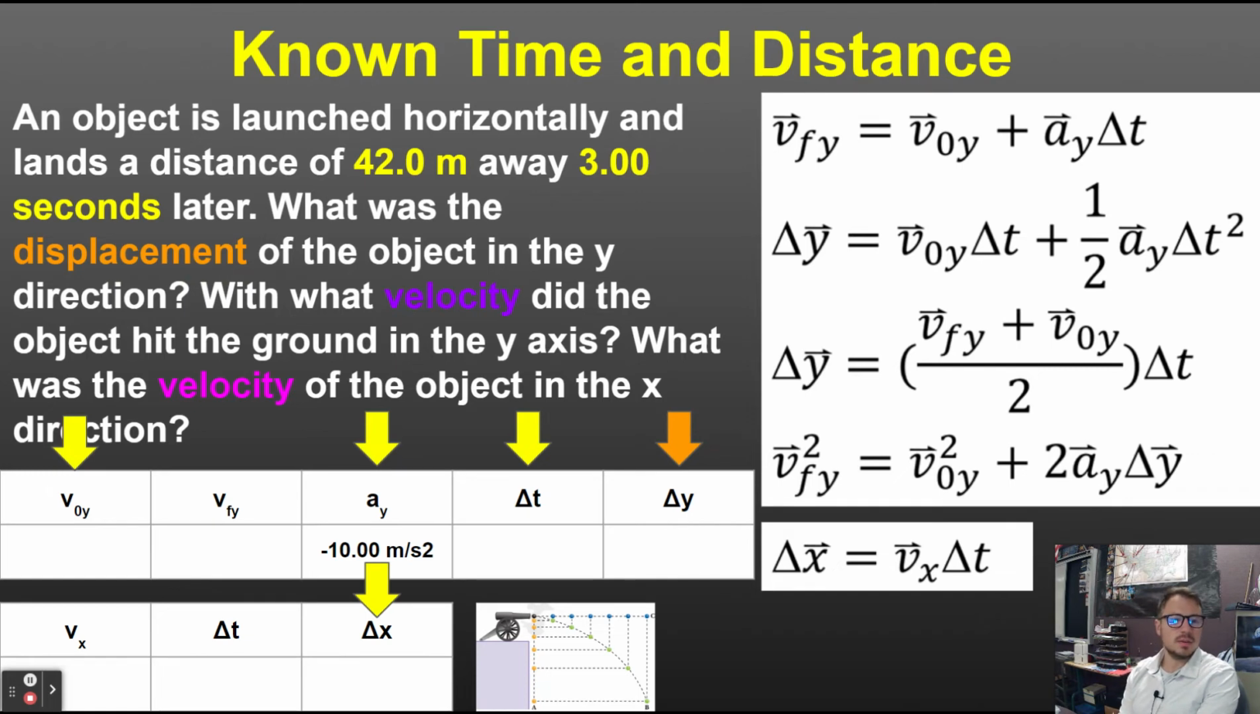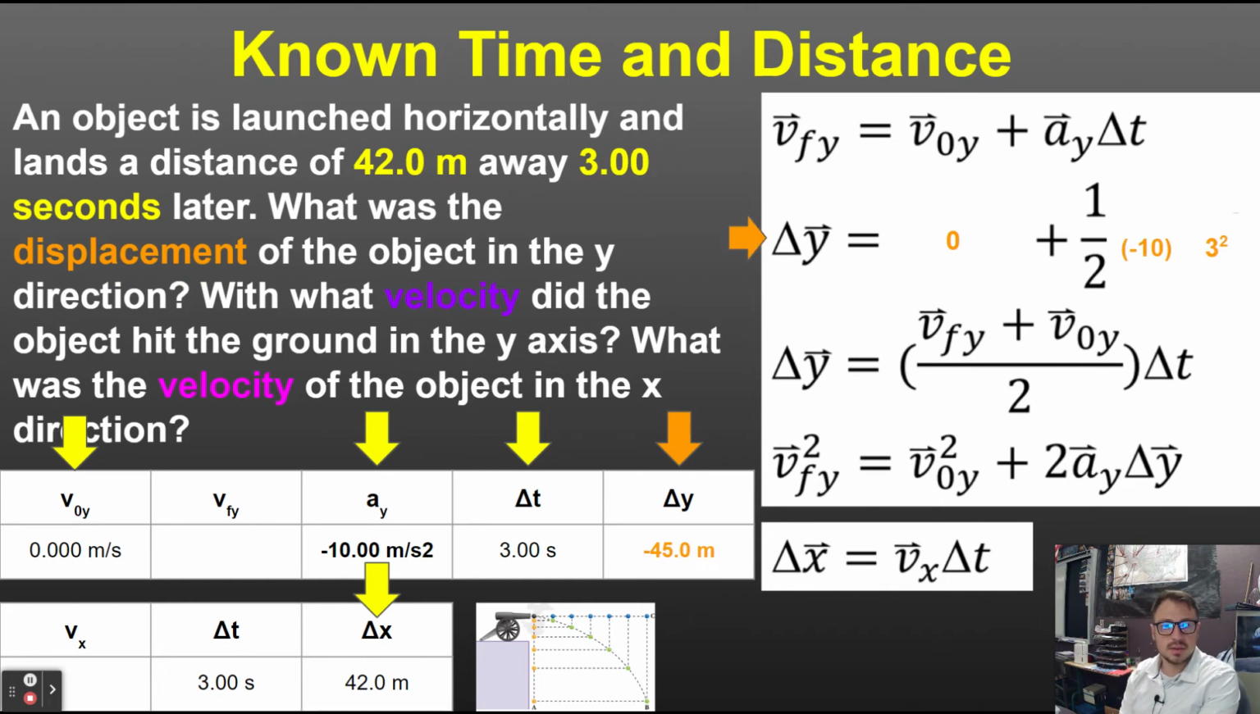I know the initial velocity in the y direction is 0. It's just a drop projectile problem, right? And the acceleration for all these in the y direction is negative 10 meters per second squared. I know that it fell for 3 seconds. So I'm looking for the equation, once again, that has everything in the y direction but the final velocity. It's that second one again.